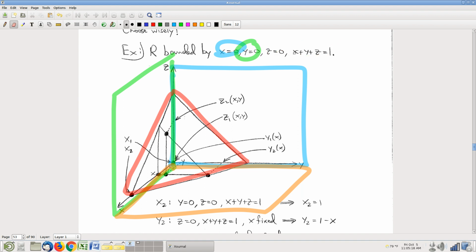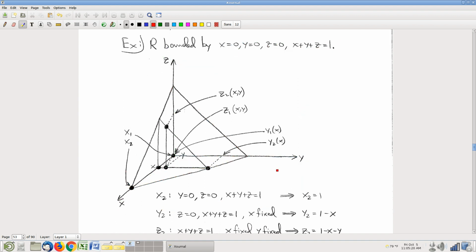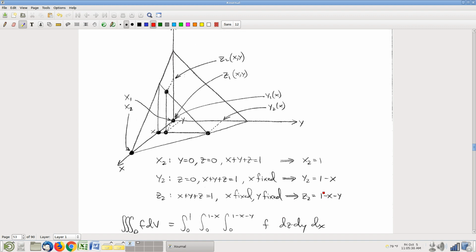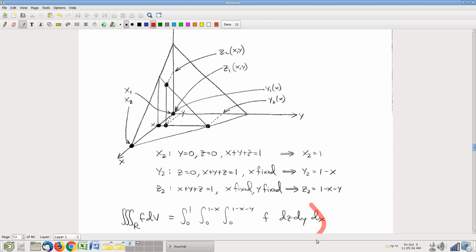So on this solid, let's assume that we do the slicing in this order: x slicing on the outside. Let's just get some bounds written down on this one. Okay, so what are the x bounds? Where does x start? Where does x end? Here's what my x slices look like.